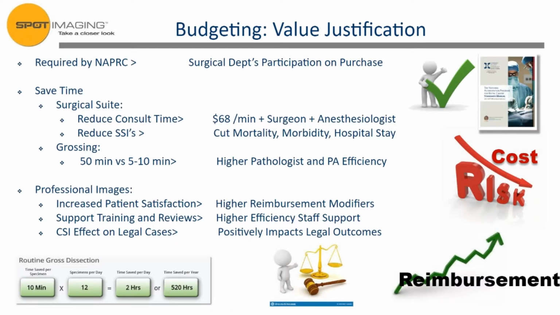When you go to that budgeting, you have to actually do value justification. With this national accreditation program for rectal cancer, oftentimes you can get the surgical department's participation in the purchase. They have more money. It's easier to do that. On saving time, you should know that the surgical suite is running at about $68 per minute, and that doesn't include the surgeon or anesthesiologist cost, so there could be a great savings there. Also, by reducing the time, they reduce the amount of surgical site infections. When you reduce the number of surgical site infections, you cut the mortality nearly in half. Morbidity is cut by about a third, and hospital stays are shortened by 3 to 5 days, not years.